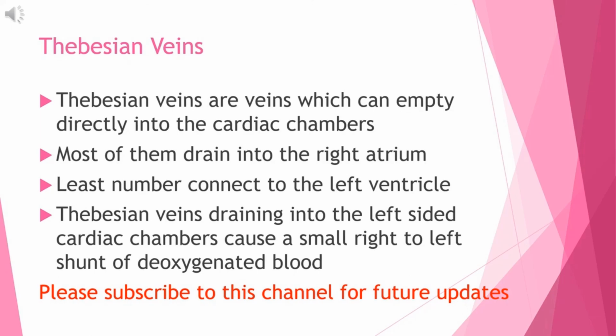Thebesian veins are veins which can empty directly into the cardiac chambers. Most of them drain into the right atrium. Least number connect to the left ventricle. Thebesian veins draining into the left-sided cardiac chambers cause a small right to left shunt of deoxygenated blood.